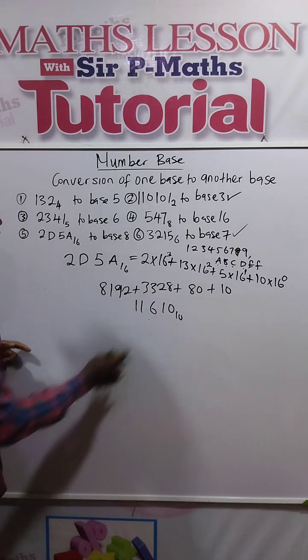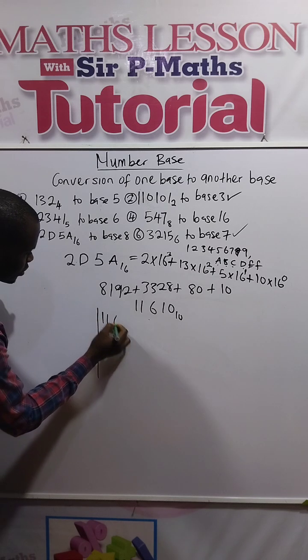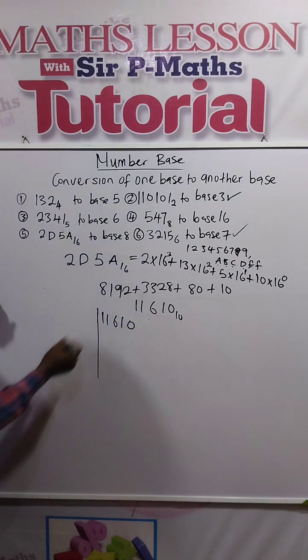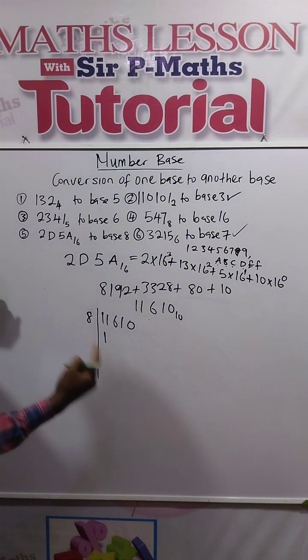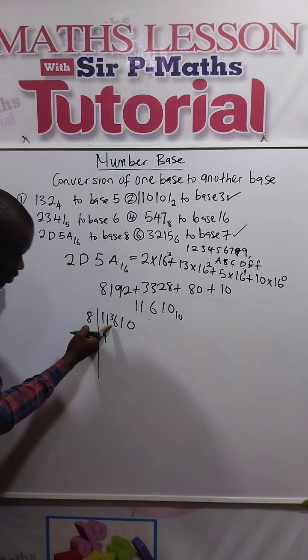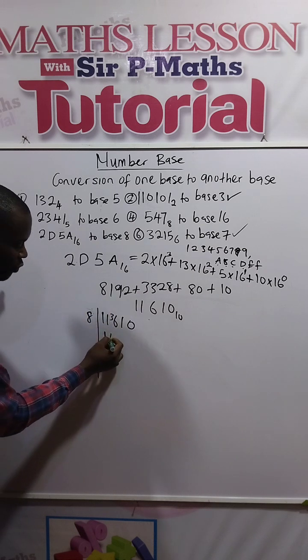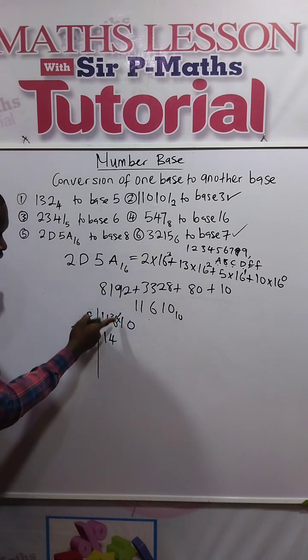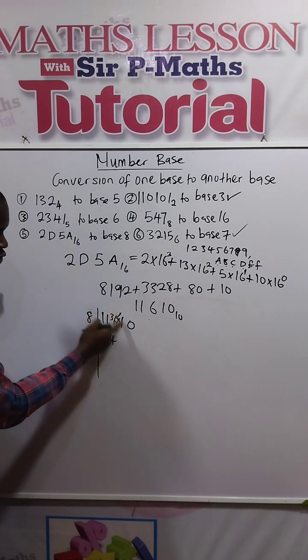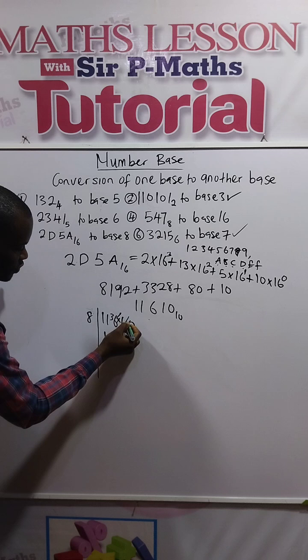So let's convert it down to base 8. 8 divided 11 will give me 1 remainder 3. Put it behind 6 or in front of 6. Now 8 divided 36 will give me 4 remainder 4. I put it in front of 1. I have 41. 8 divided 41 will give me 5 remainder 1. Put it in front of 0.